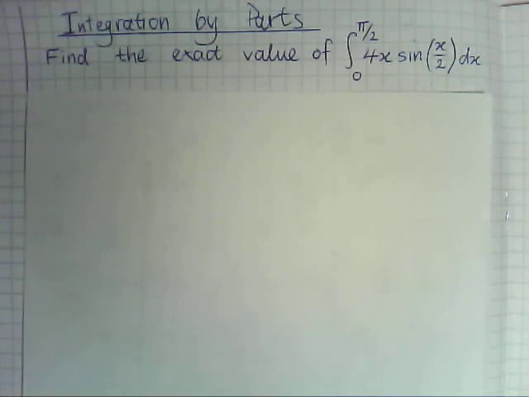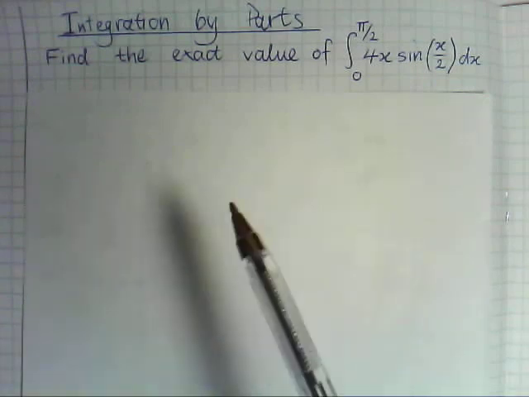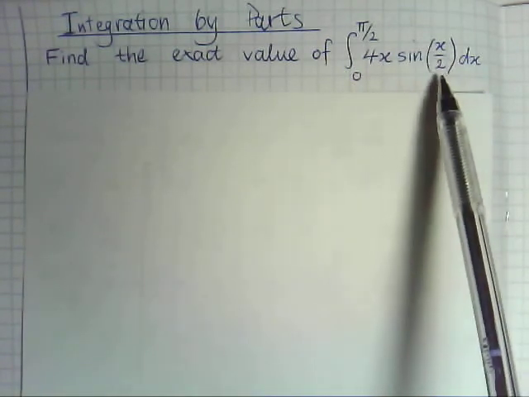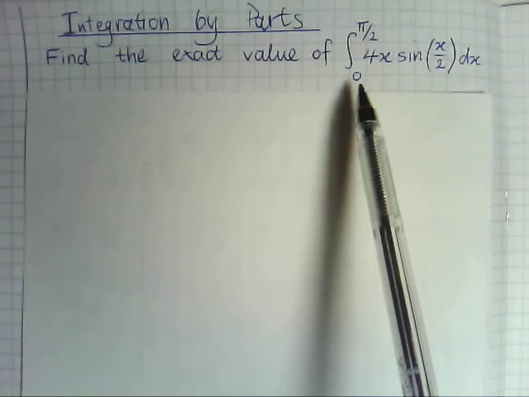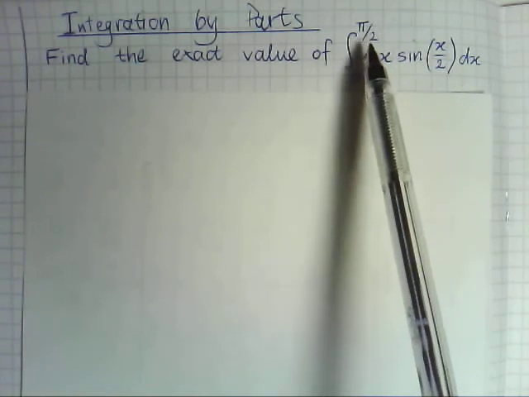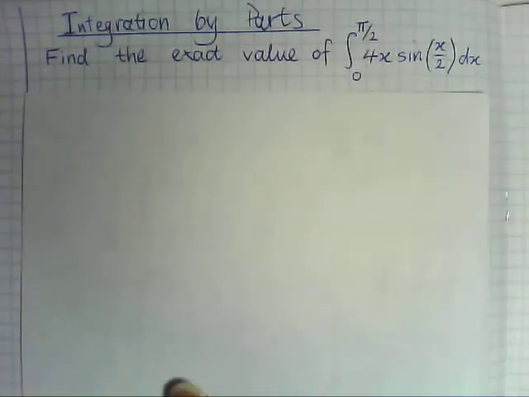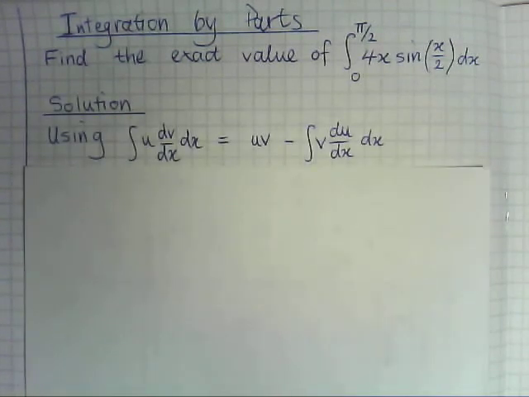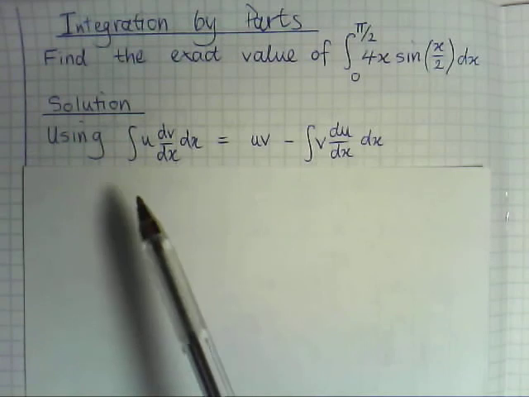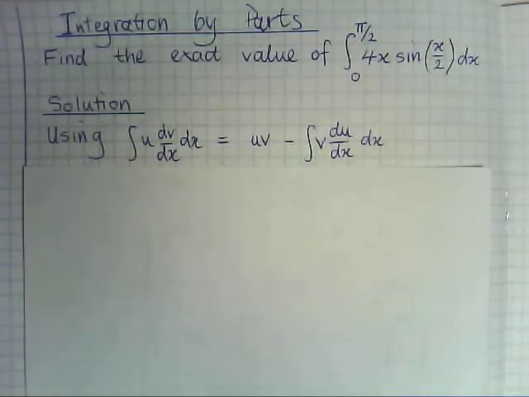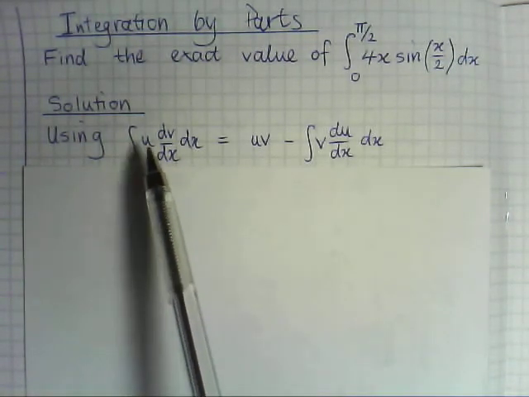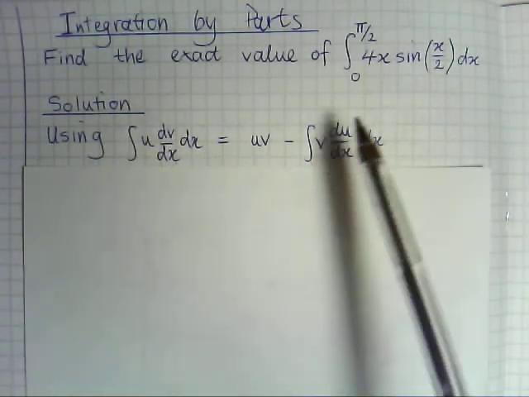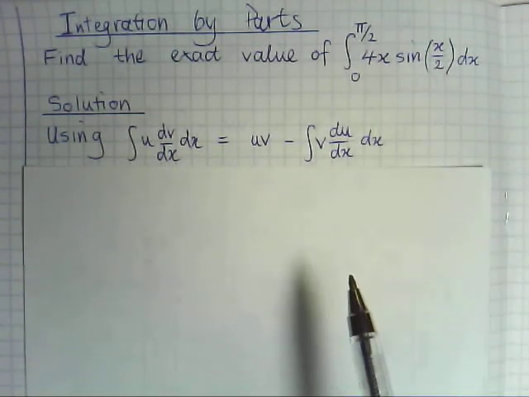In this question, we're asked to find the exact value of the integration of 4x sine x over 2 between the limits of 0 and pi over 2. So in terms of the solution, we think about using integration by parts, and that's the equation that we can use. So we can let u equal 4x, and we can let dv dx equal sine x over 2.